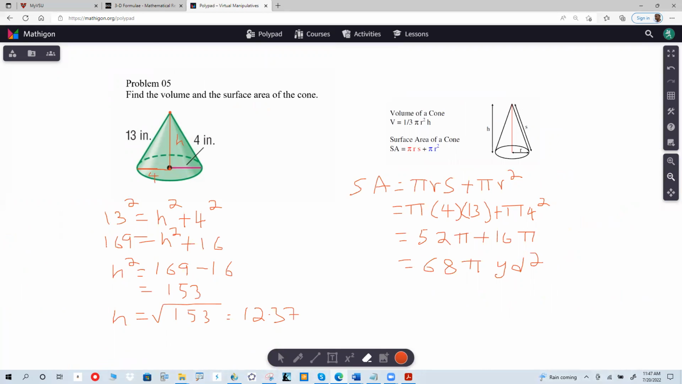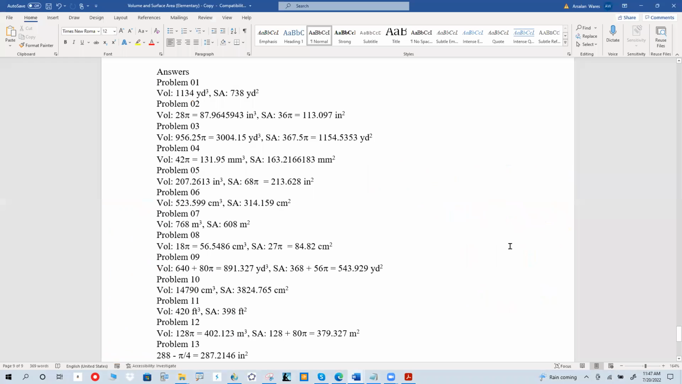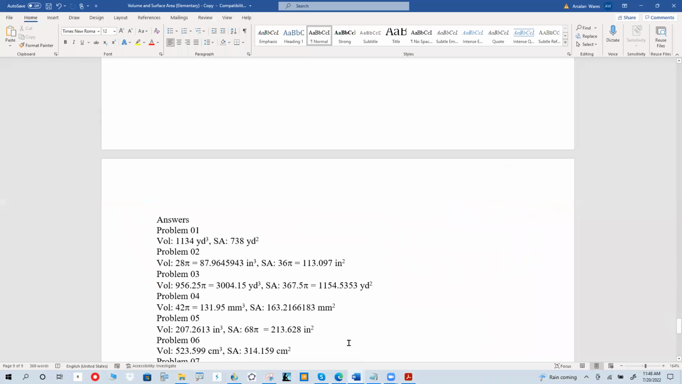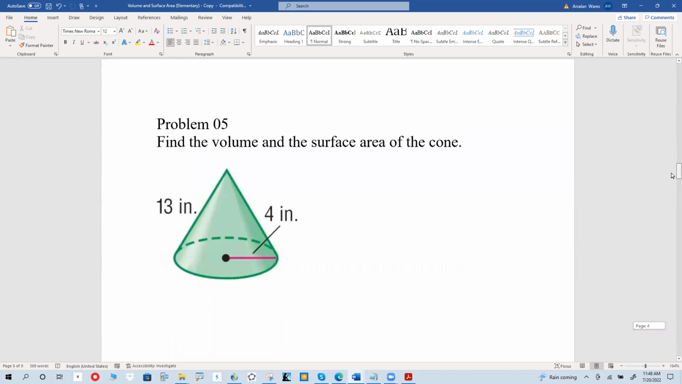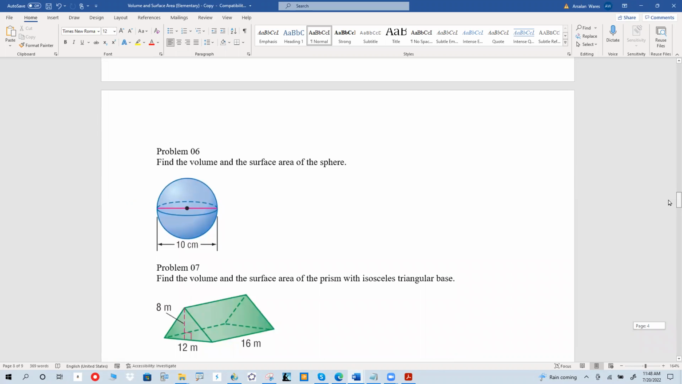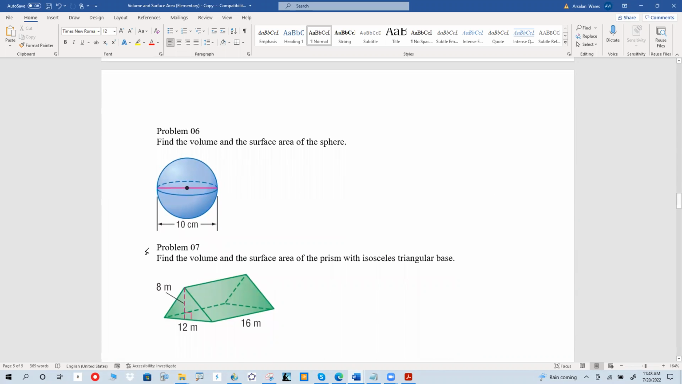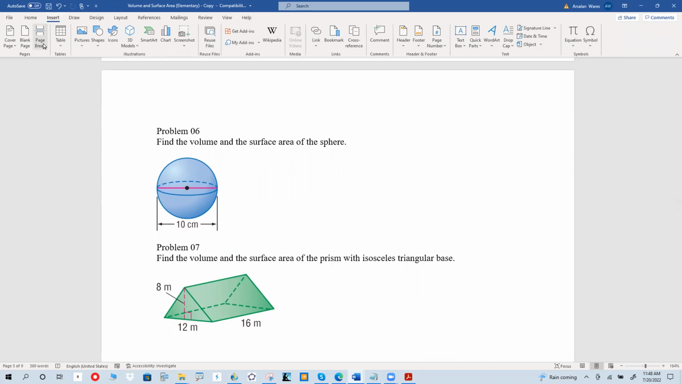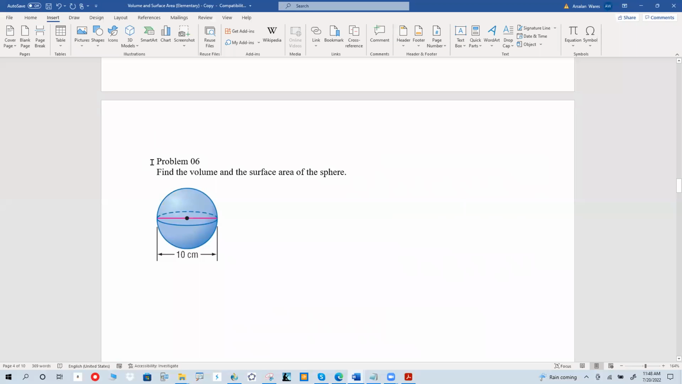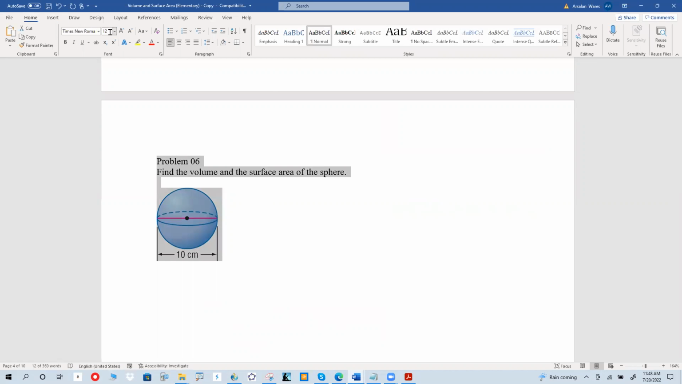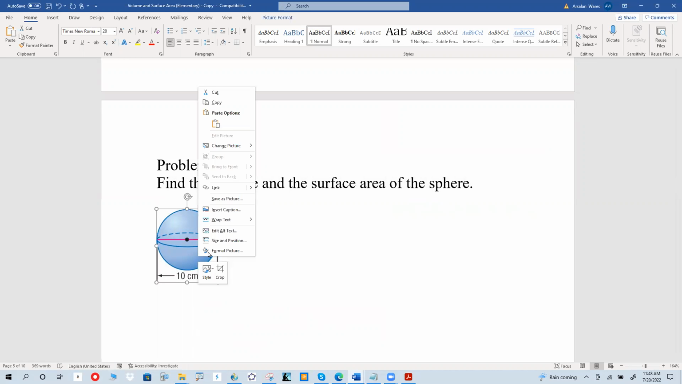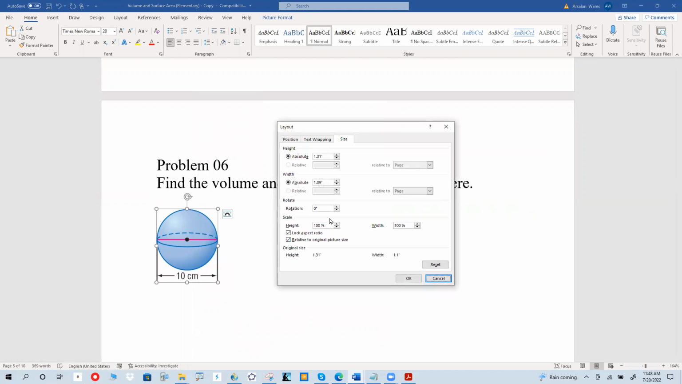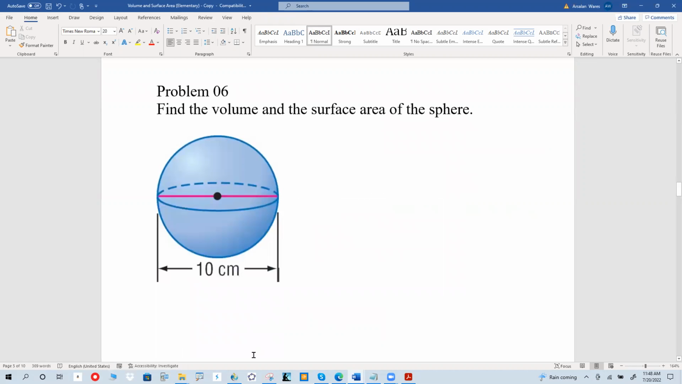Okay, let's move on, see what's going on. Okay, sounds good. We'll do number 6. Not a whole lot going on. A real application of formulas. They're very, very straightforward. So this one, 10 is not the radius, it's the diameter. Do you have to understand the difference between radius and diameter?